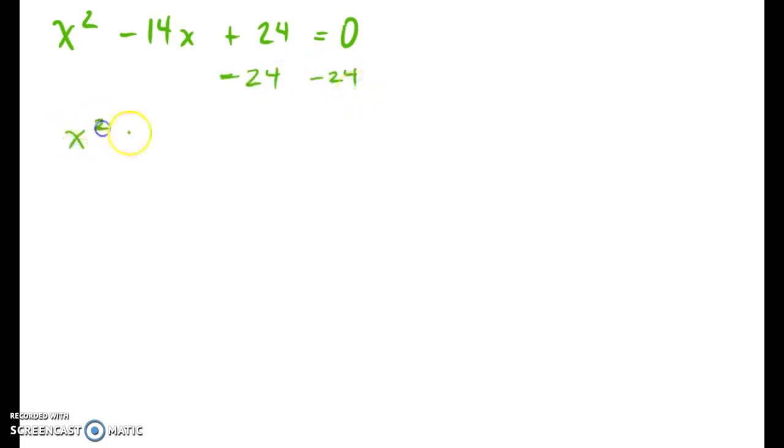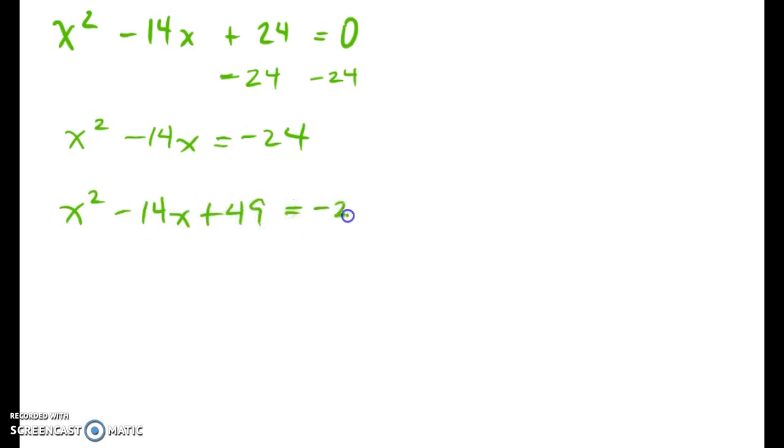Okay, so I'm going to get my constant to the opposite side of the equals. I'm going to have x squared minus 14x is equal to negative 24, and now I'm going to cut the coefficient of my linear term in half and then square it. So we cut it in half and we have negative 7, and negative 7 squared is 49. So I have x squared minus 14x plus 49 is equal to negative 24 plus 49.